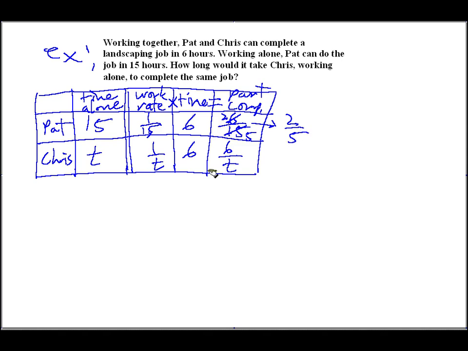6 over 15, isn't that 2/5? All right. So what we're saying is Pat in 6 hours completes 2/5 of the job. That means Chris has to complete the other 3/5 of the job. Can we see that? So Chris completes the rest of the job.